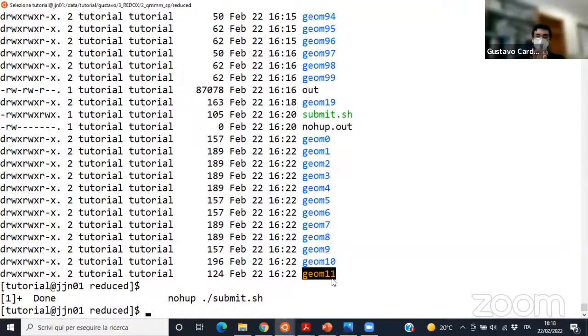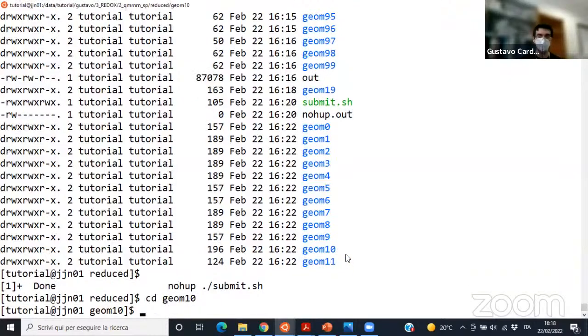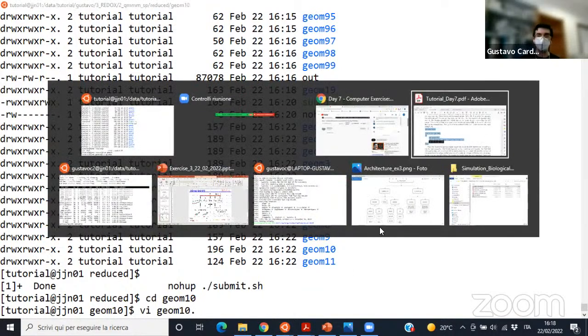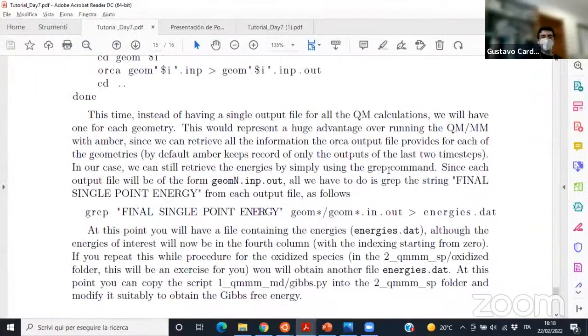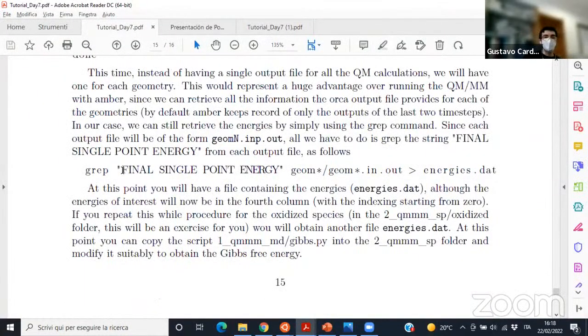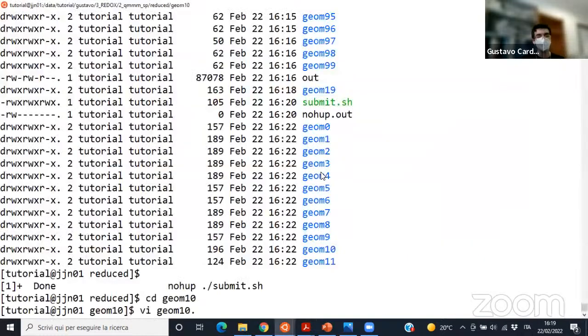And the last thing here is to generate the energies.dat file. We're going to do this for the reduced species. Let us see what we have to look for in this case. I think it is written in the tutorial. Okay, so here it is. We're going to look for this string in the output file because it will contain the SCF energy: final single point energy. In in.out, if it did it properly.